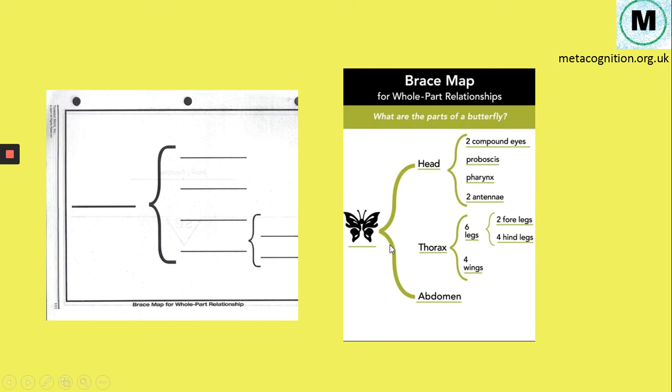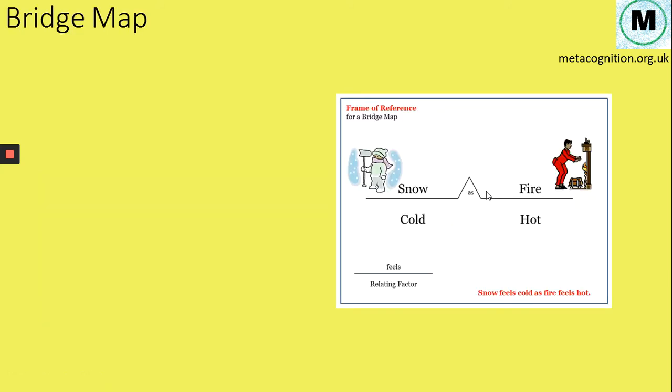And on the right hand side again, we've got an example of the butterfly, the 3 different parts it's broken down into, and you can see we're breaking down each of the individual parts to make it a little bit more specific. Right then, a bridge map, probably the most complicated one to use, not to understand, but to use.